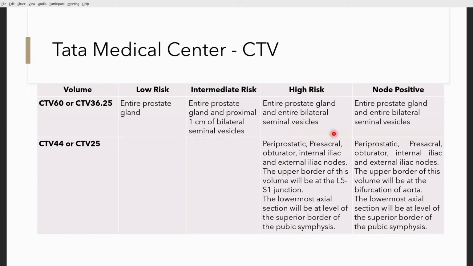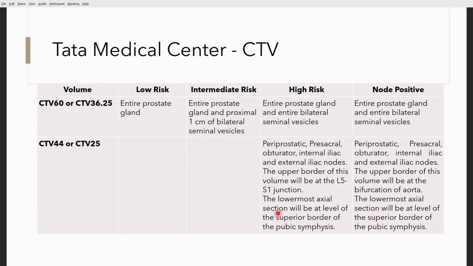We do treat elective pelvic nodes for high-risk and node-positive disease. So this covers the periprostatic nodes, the presacral, obturator, internal, and external iliac nodes. The upper border in high-risk node-negative disease is the L5S1, but for the node-positive disease, we take the upper border higher up to the bifurcation of the aorta, going by our experience of failures in node-positive prostate cancer. Now, the lowermost axial section will be at the level of the superior border of the symphysis pubis.